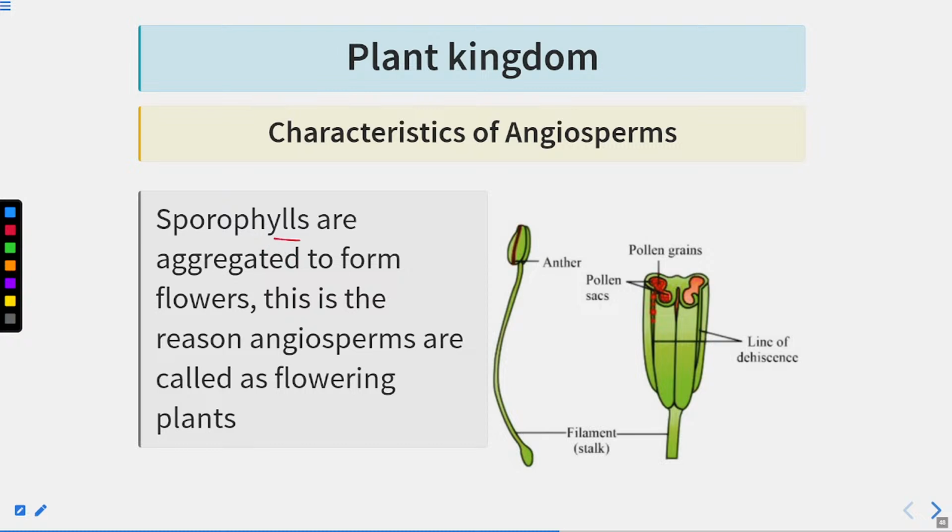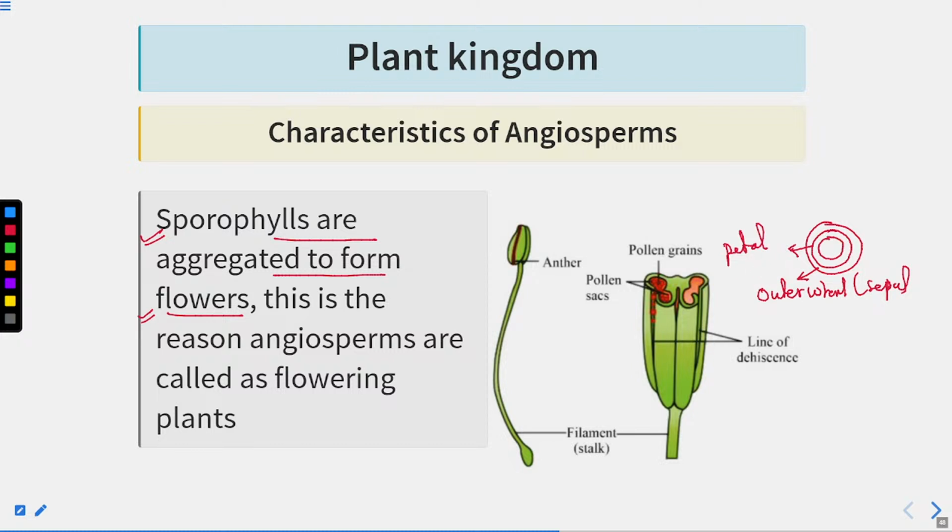Sporophylls are aggregated to form flowers, right? In the case of angiosperms, sporophylls are aggregated to form flowers. So we have 4 different whorls in the flower. If we talk about the whorls of a flower, then we have the outer whorl, that is called sepal. Next to this is the petal, right?